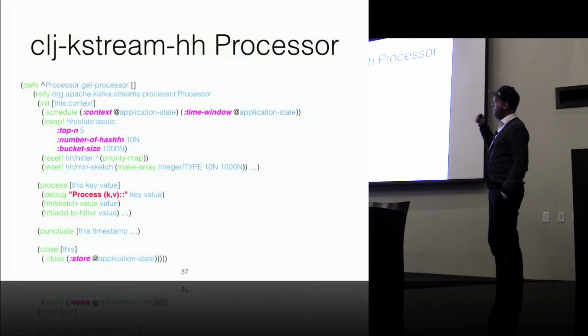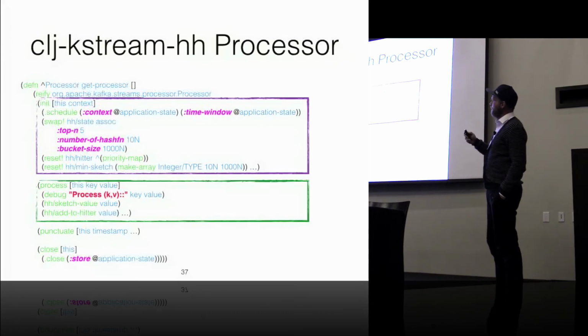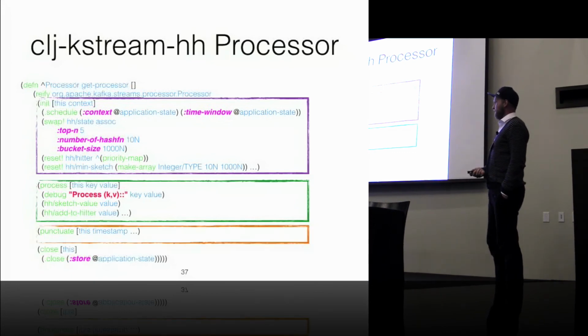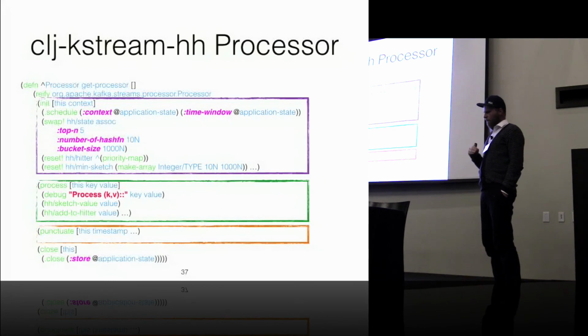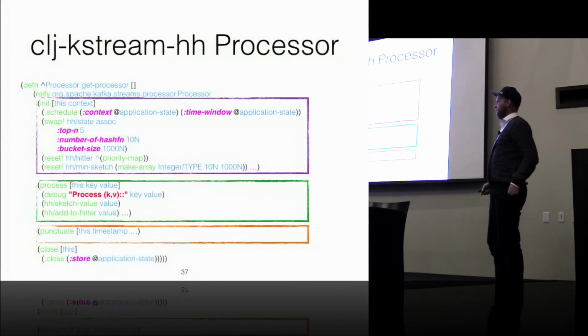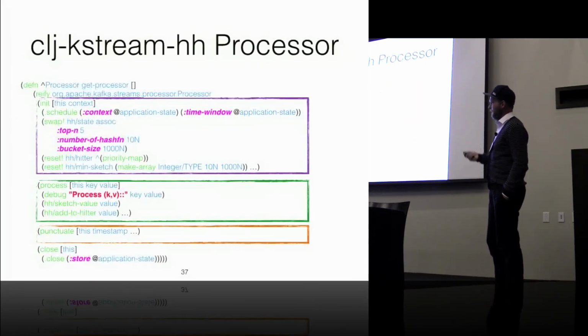And then every 1 minute, on the last function, on the punctuate, let me talk about that later, that's the init. So then every time we see a tuple, we will sketch the value and add it to our heavy hitter thing. And then on punctuate, which is called when the time window is over, we will sync back our local storage across the cluster, and then they will join the values. And then when we are done, we can close. That's the last thing.